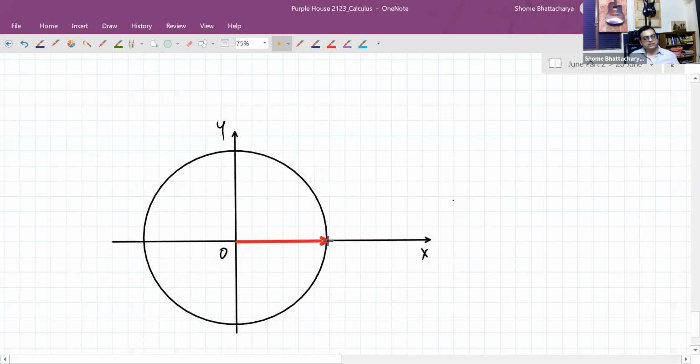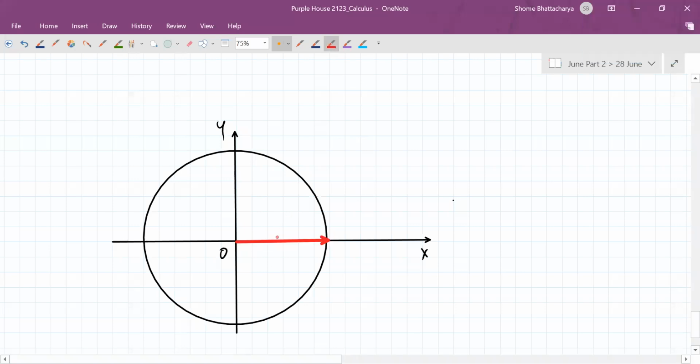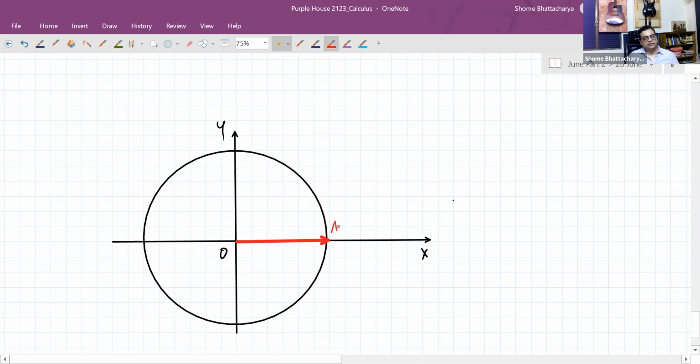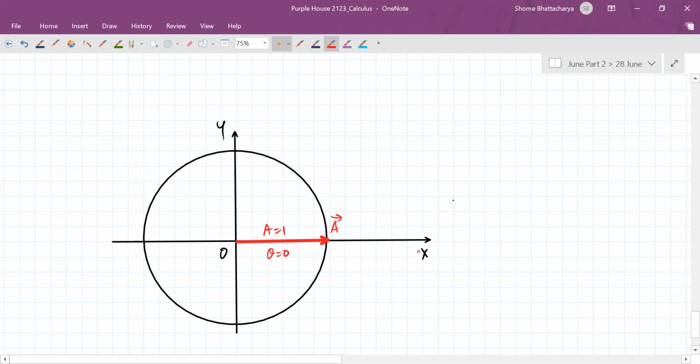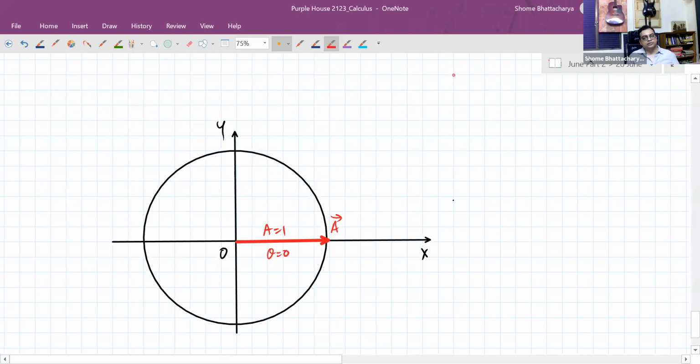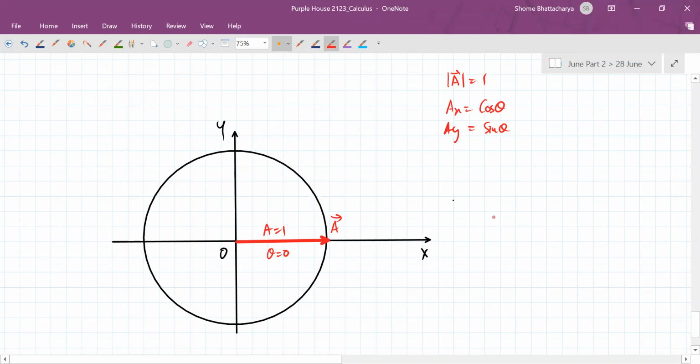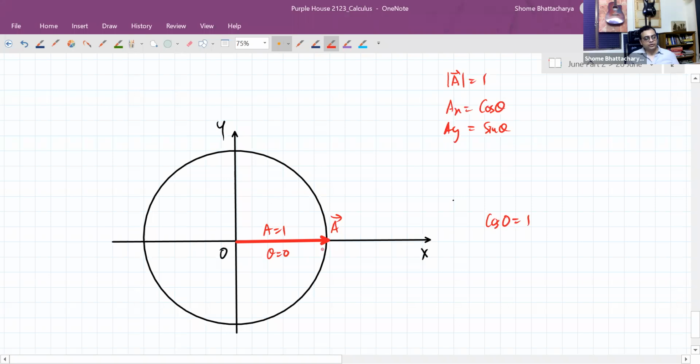So if this is my vector A such that its magnitude is 1, but here I've placed it at an angle of 0, you can see that when the magnitude of a vector is 1, then its x component is cos theta, and its y component is sin theta. So directly you can see why cos 0 is 1, because the x component of this vector when it's at theta equal to 0 will be 1, whereas the y component will be 0.